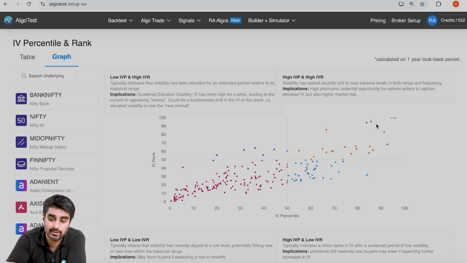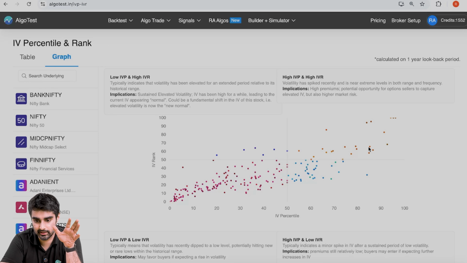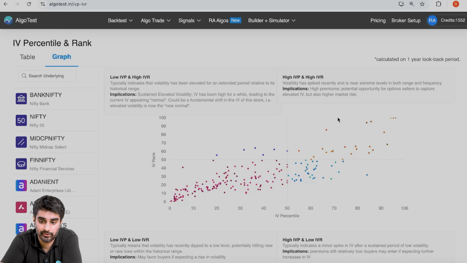It just says these are the stocks where volatility is elevated relative to their own 1 year history. So Fin Nifty is here. That's interesting. Both IVP and IVR are greater than 50 over here. So this is one quadrant.